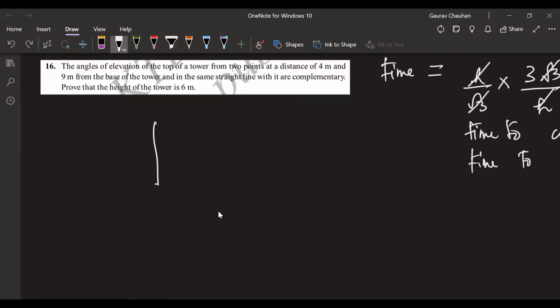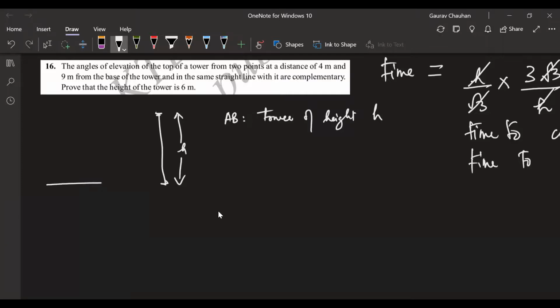There's a tower here. Let AB be the tower. We don't know what the height is. Let the tower be of height h. This is my ground level. In this ground level, there are 2 points. The first point C here. The second point D here.